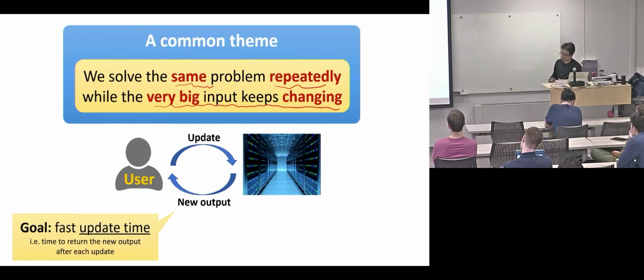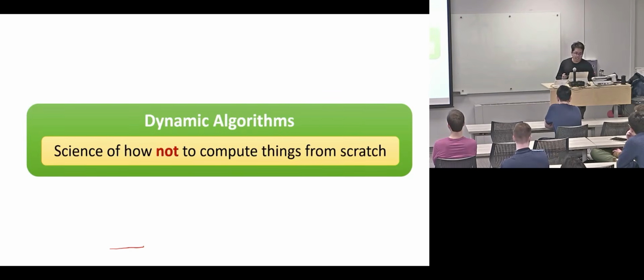So the goal is to get a fast update time. That is the time to return the new output after each update. So this is what dynamic algorithms are about, right? This is the area called dynamic algorithms. How do you solve some problem and not recompute everything from scratch when the input changed just by a bit? This is a natural question, and it has invited many researchers to think about this.